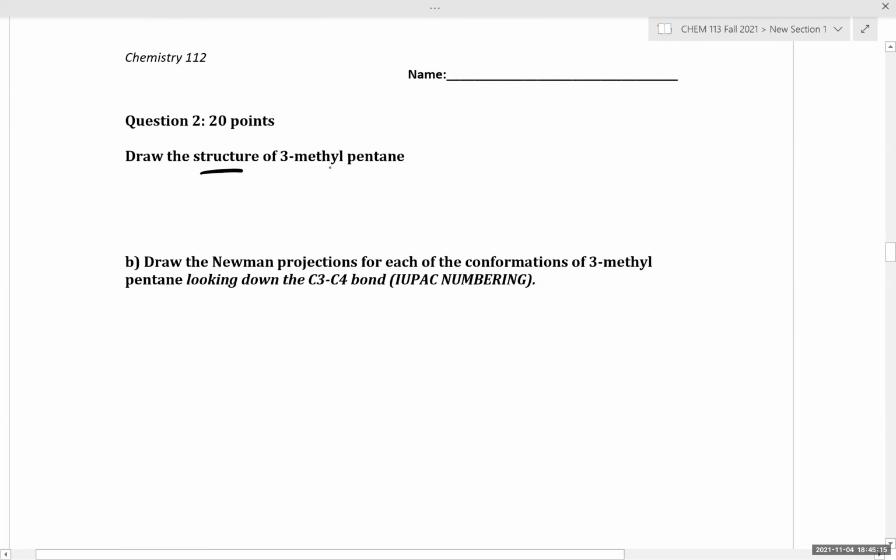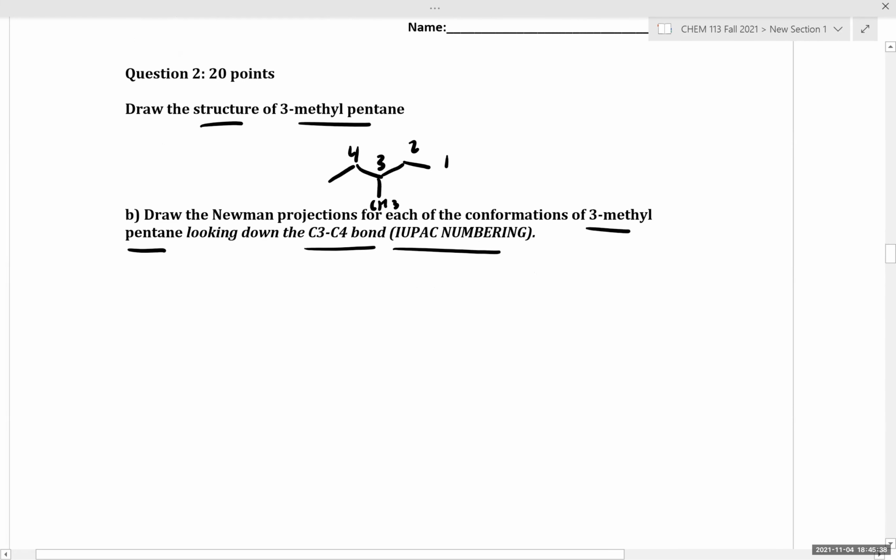So we're asked to draw the structure of 3-methylpentane. Pentane, 5 carbons, 3-methyl. We put the methyl at the 3 position. And we're asked to draw Newman projections for each of the conformations of 3-methylpentane, looking down the C3-C4 bond following IUPAC numbering. So we're looking down the C3-C4 bond.